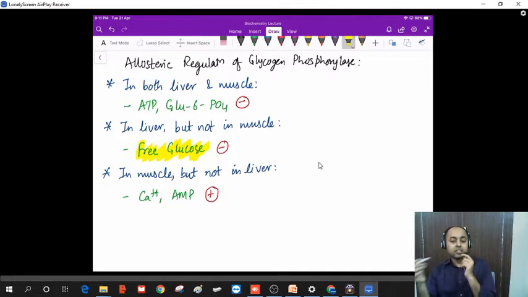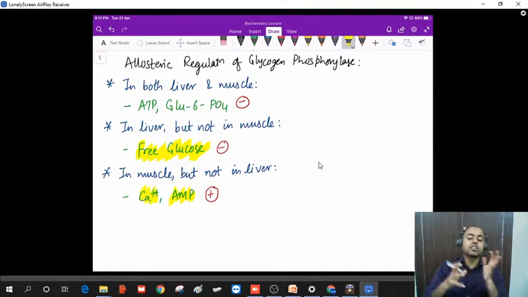Similarly, in the muscle, what is the function of glycogen? To provide energy. If AMP is there, it indicates low energy status. So we must provide energy for continued contraction, glycogen breakdown will occur. And calcium denotes ongoing muscle contraction. If ongoing muscle contraction is there, we don't know how much energy is going to be required. So we cannot stop the production of energy. So glycogen breakdown must continue if there is a high amount of calcium and if the AMP concentration is high.